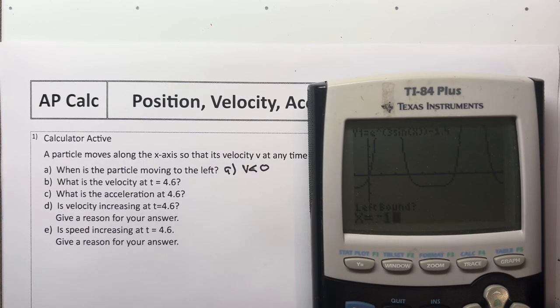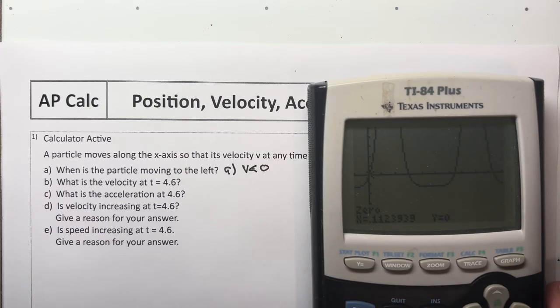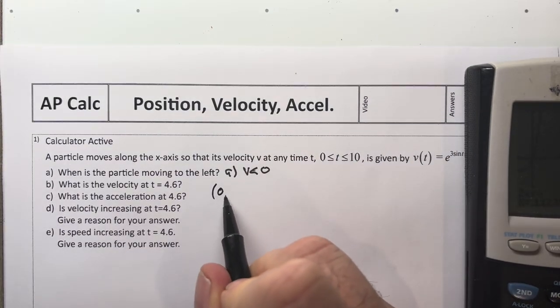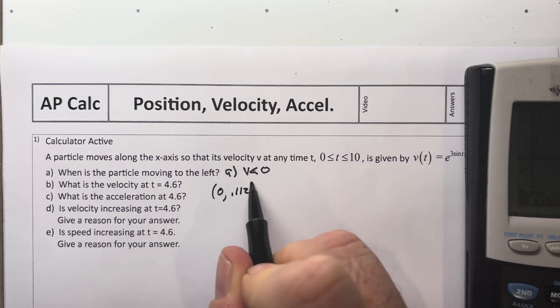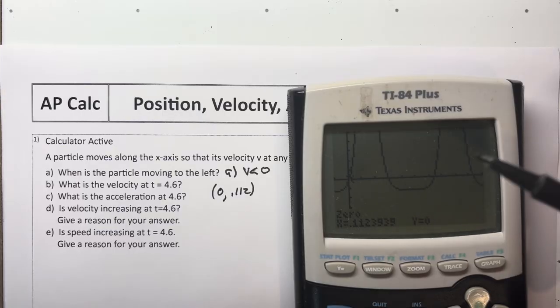I think I want to move it over here. Left bound, I made -1. You can just type that in sometimes if you want, and make that the right bound and enter. And it found a root here at 0.112. So A was from 0 to 0.112. And this looks like it's at 1 to 2.5.